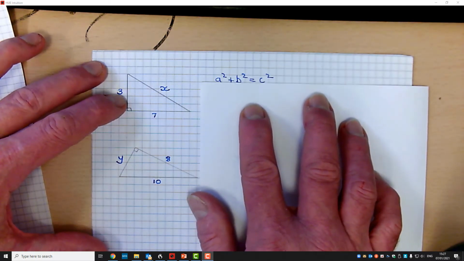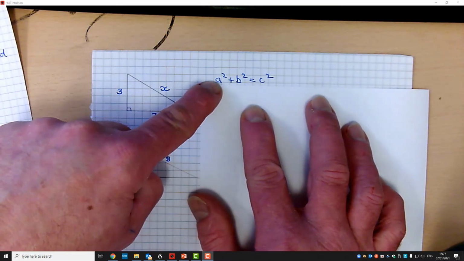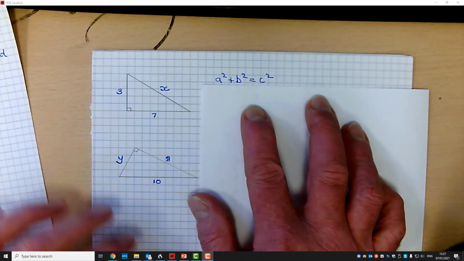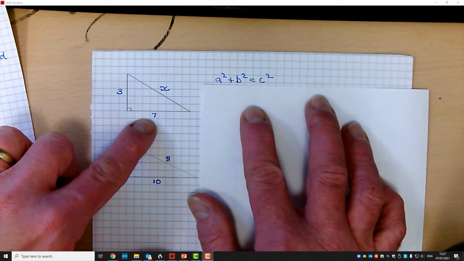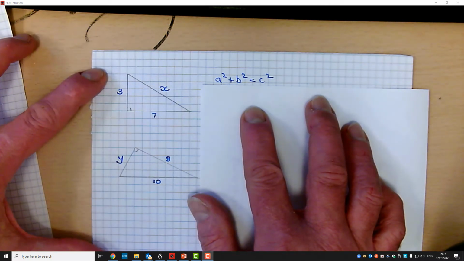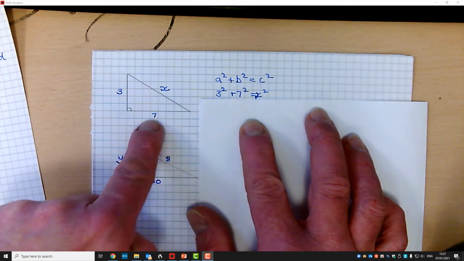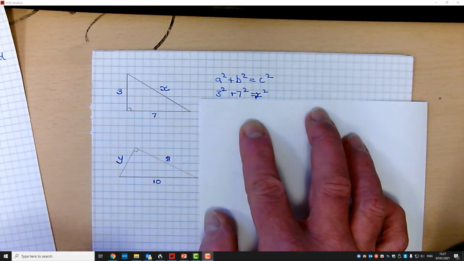First of all, you write your rule down. Sometimes in an exam you can get marks for just writing that down, even if you do nothing with it. A squared plus B squared equals C squared. Remember that formula. That's A, that's B, that's C. So let's write that in. 3 squared plus 7 squared equals X squared, because we put an X here.